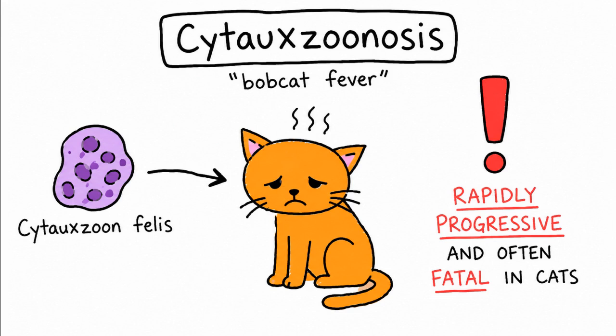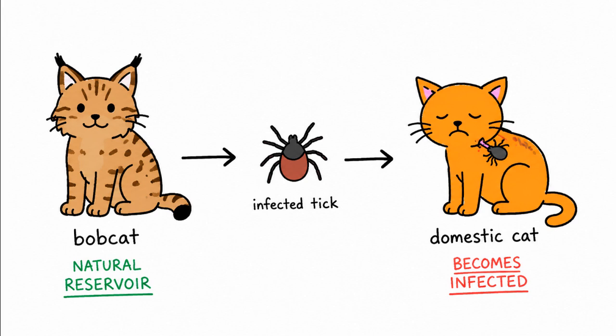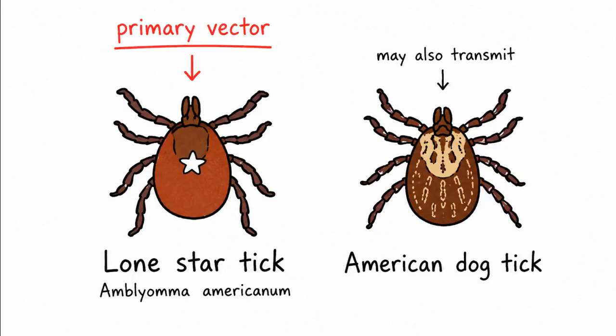Today we are going to talk about cytauxzoonosis in cats, also called bobcat fever, a rapidly progressive and frequently fatal disease caused by the protozoal parasite Cytauxzoon felis. Bobcats are an important natural reservoir, while domestic cats are usually infected when an infected tick feeds and inoculates the parasite into the skin. The lone star tick, Amblyomma americanum, is considered the primary vector in the United States, although the American dog tick may also transmit the organism.